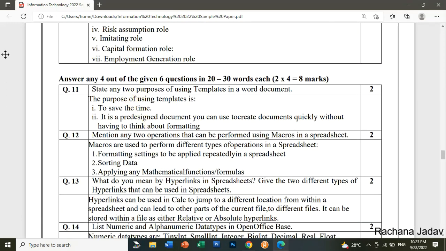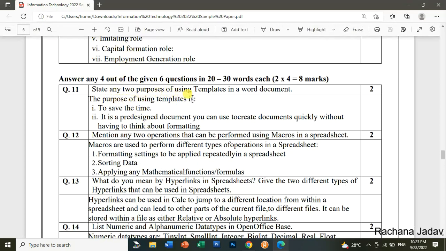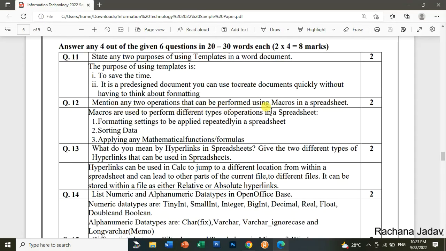State any two purposes. Now another one. State any two purposes of using templates in a Word document. So here 2 purposes are written. Mention any 2 operations that can be performed using macros in a spreadsheet.